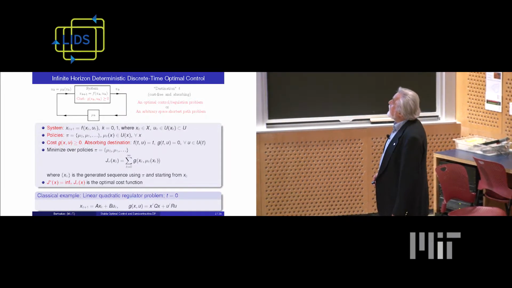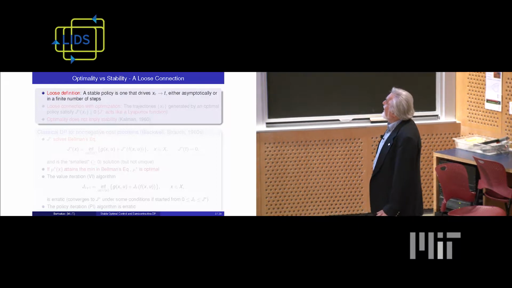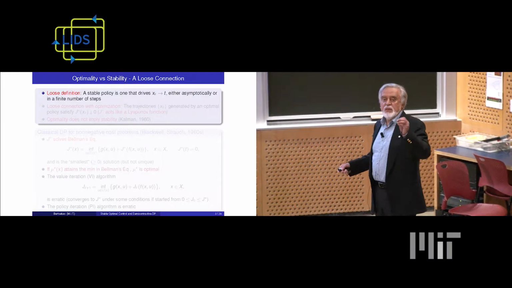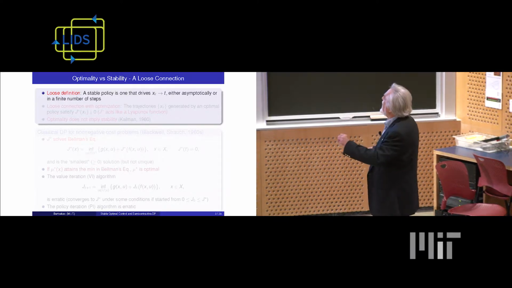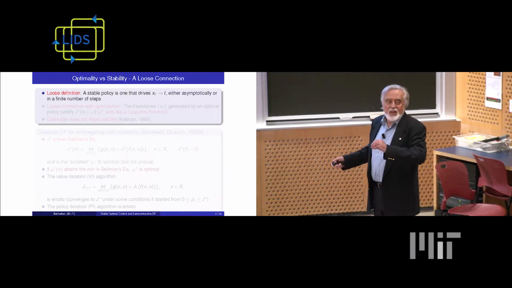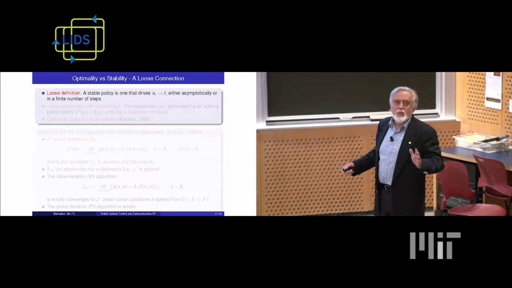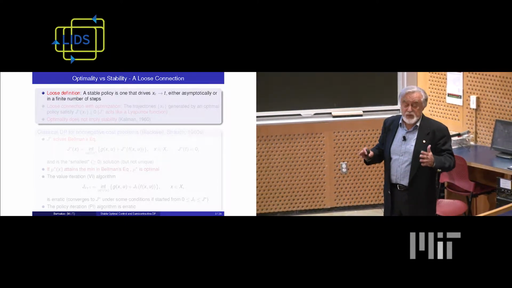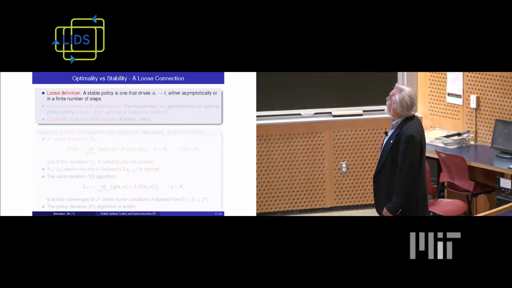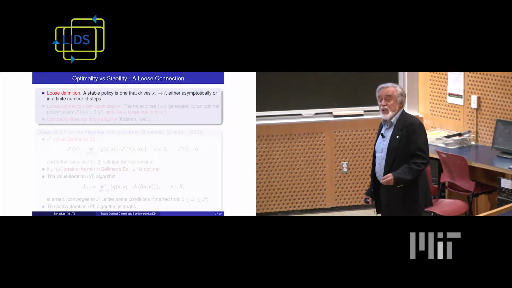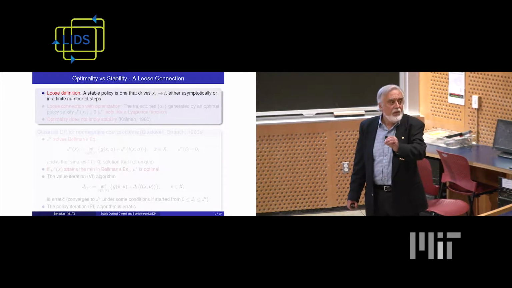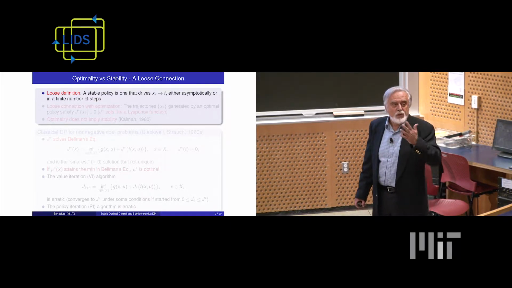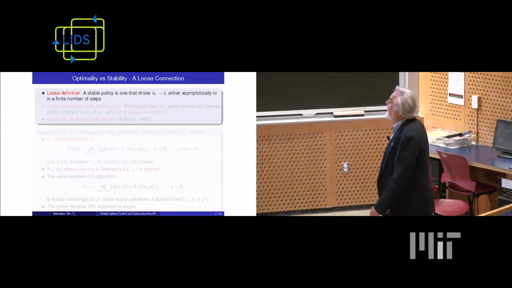So let me turn now to stability. Roughly speaking, a stable policy is one that drives the state to the destination either asymptotically or in a finite number of steps. It's a bit of a loose definition, and there are specializations of this definition in the literature. For example, this definition doesn't talk about how fast the convergence is, and doesn't say anything about the cost, how to compare different stable controllers.